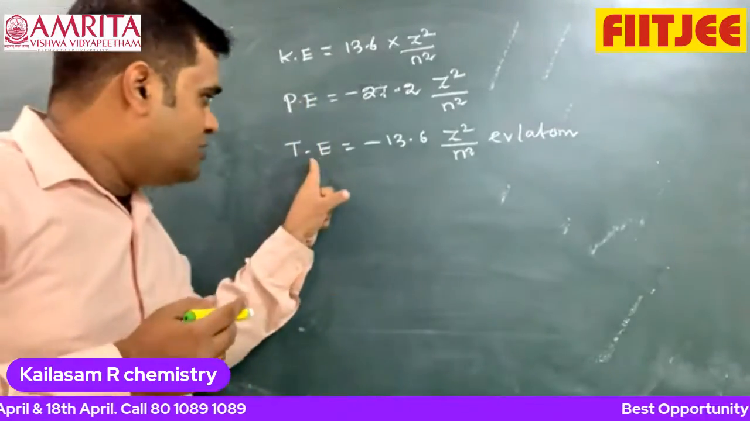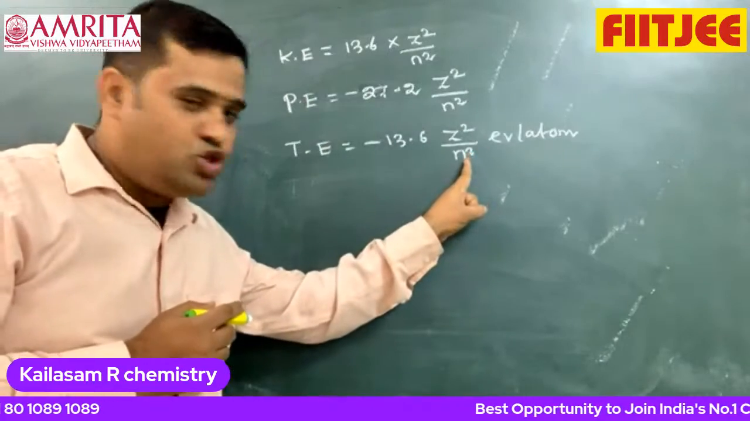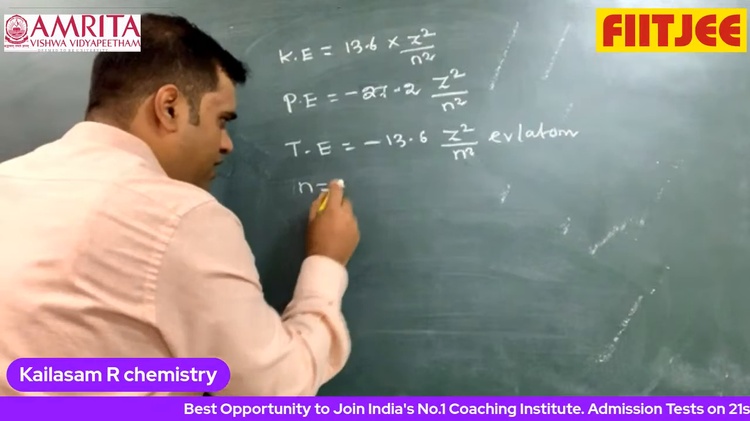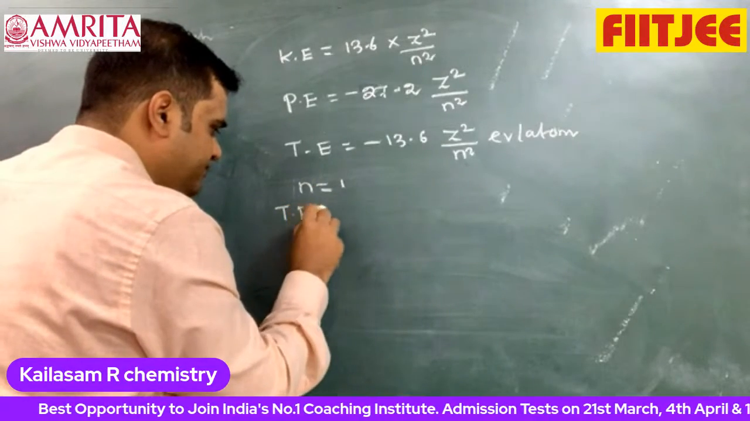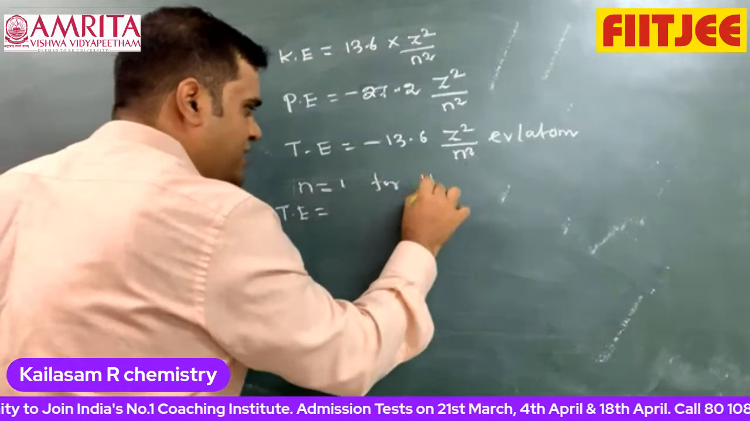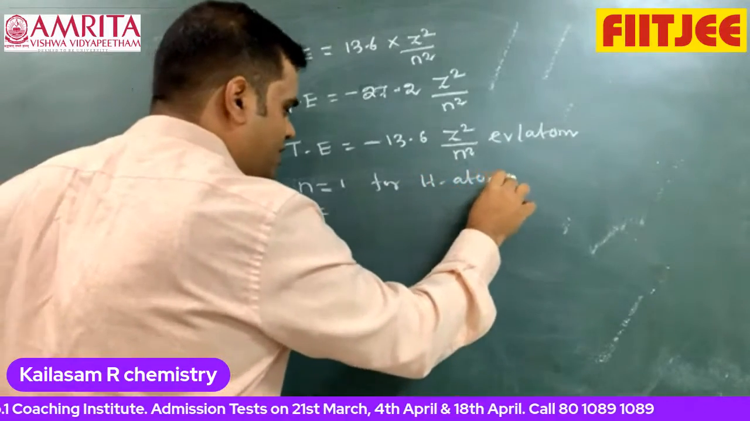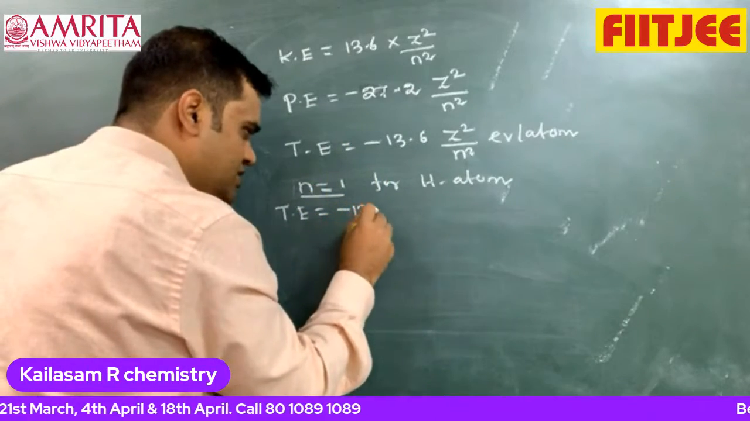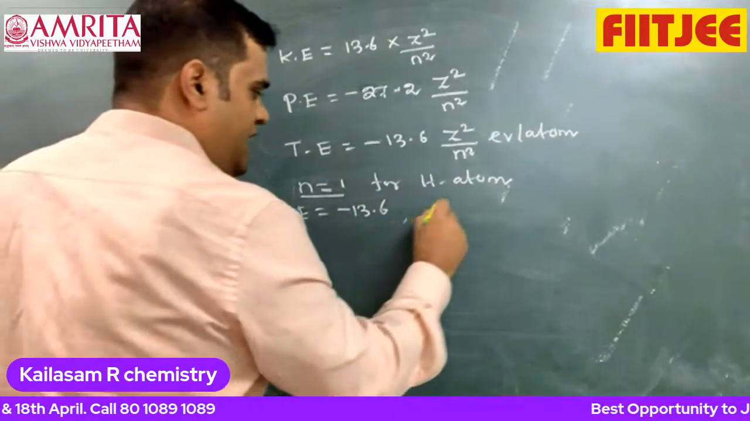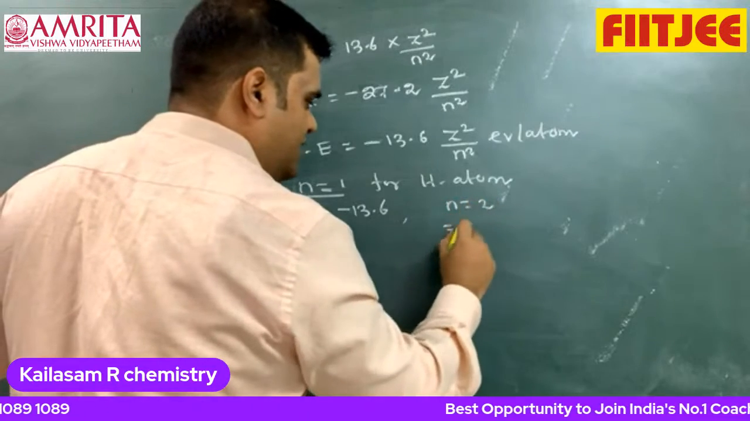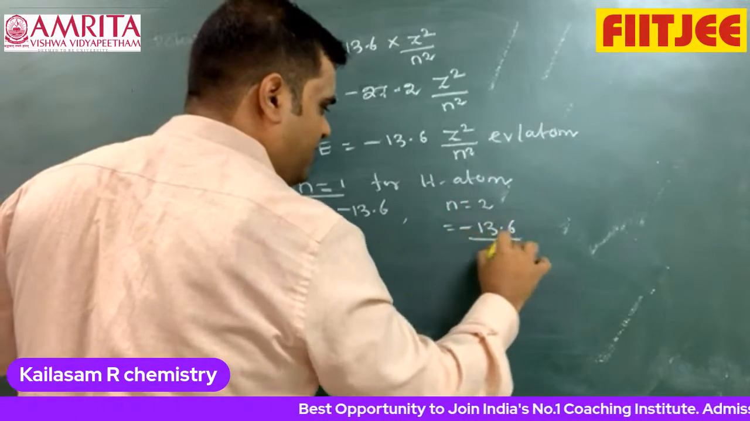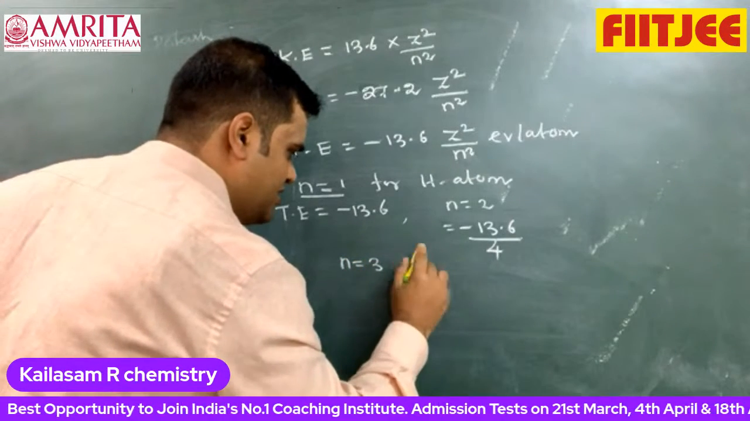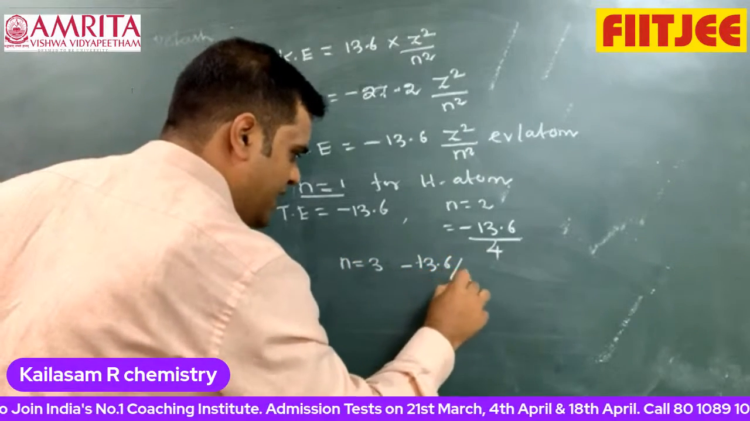Look at this. Now this is total energy. Here n means the orbit. Now for this I am writing n equal to 1. What is the total energy for the H atom? For n equal to 1, the total energy is minus 13.6. When n is equal to 2, I can write minus 13.6 by 4. When n is equal to 3, I can write minus 13.6 by 9.